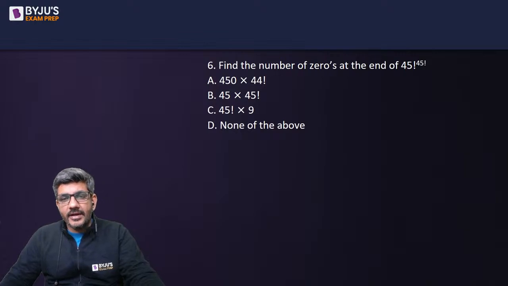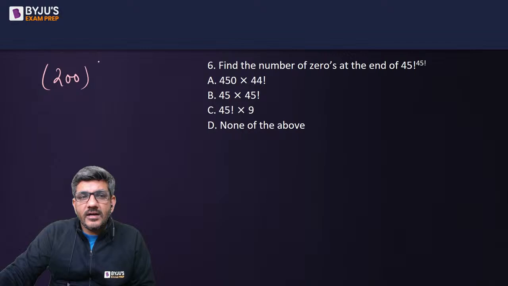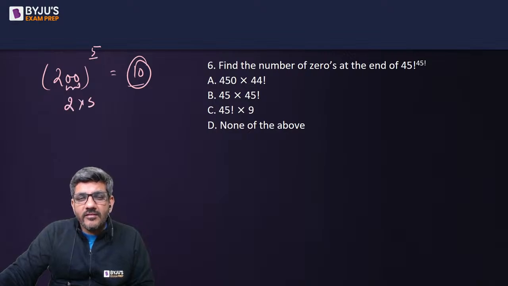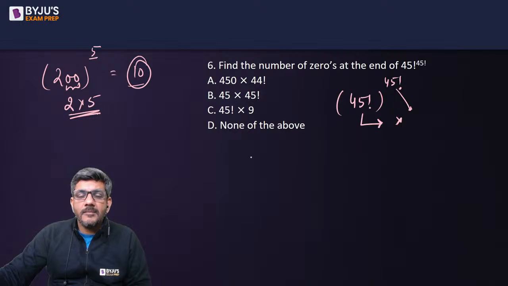Okay, let's start doing it. Suppose I ask you what is the number of zeros at the end of 200 to the power 5? The number of zeros would be straight away 10. How? There are two zeros in the base, multiplied by the power will give me the number of zeros. Similarly here, if he's asking you what is the number of zeros in 45 factorial to the power 45 factorial, find the number of zeros here and multiply it with the power, that will give me the answer. Now, how many zeros are there in 45 factorial?